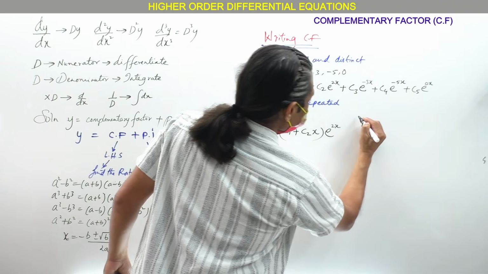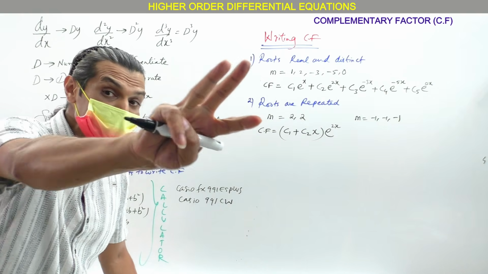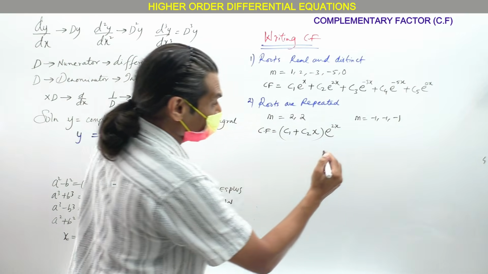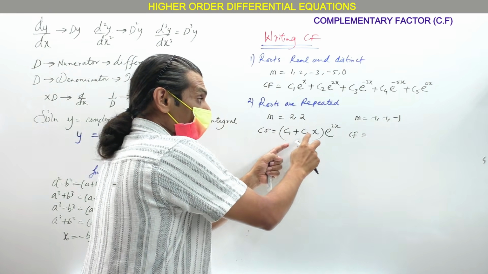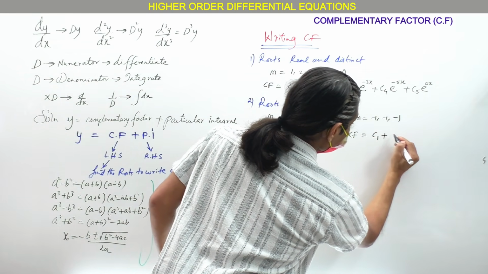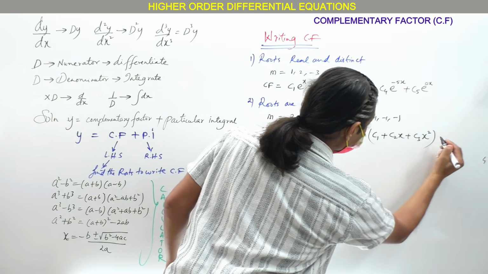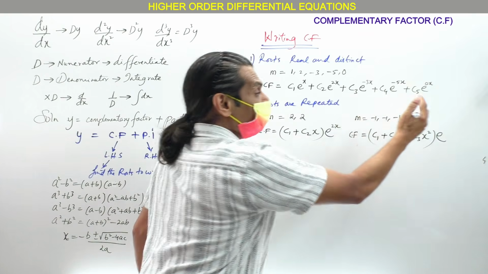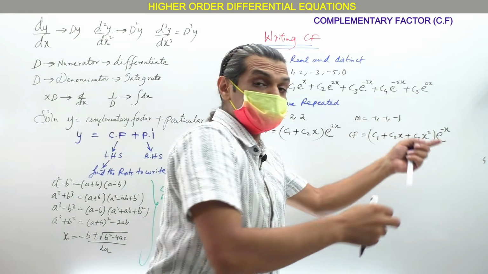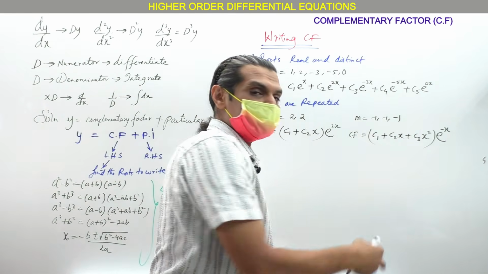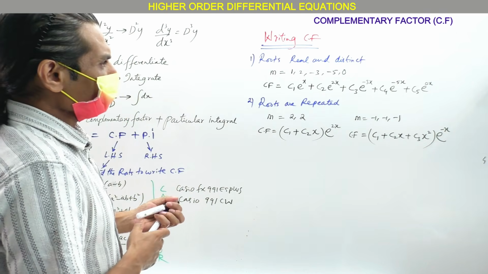Now say one more. Say if I have roots as m equal to minus 1 and minus 1, and a third repeated root. Then again I write CF as what? See, for 2 it is C1 + C2x. For 3 it will be (C1 + C2x + C3x square) whole into e raised to what's that? Minus 1x or minus x. If it was minus 2, minus 2, minus 2, then e raised to minus 2x. If it was minus 3, minus 3, minus 3, then e raised to minus 3x, and so on.